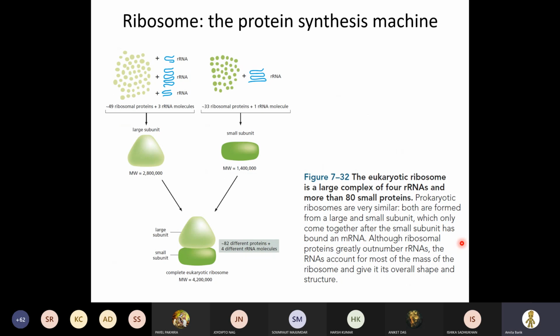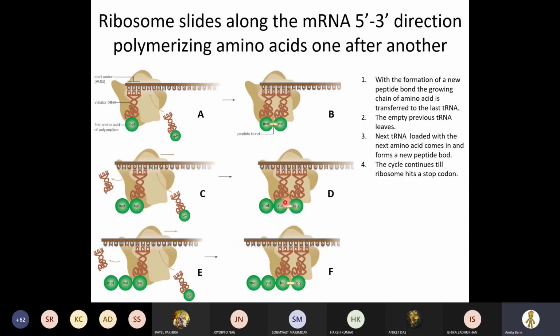So you can see over here another thing, rRNAs are there, and these things are there, large subunits, small subunits. So you know that the RNAs, ribosomes are there. I'm not going to discuss it again here. This picture also shows A, B, C, D, E, F. The four pictures have been shown over here to give you a correct idea of how these things are happening.